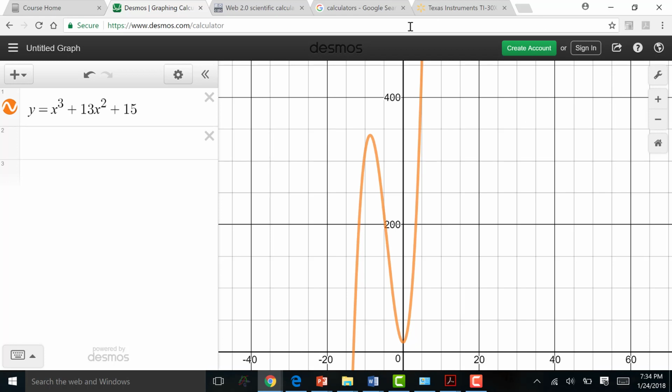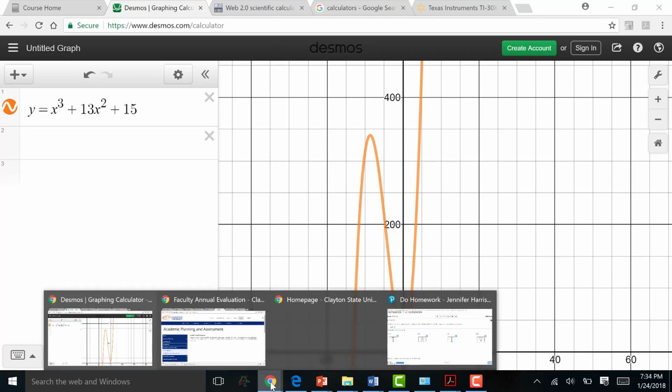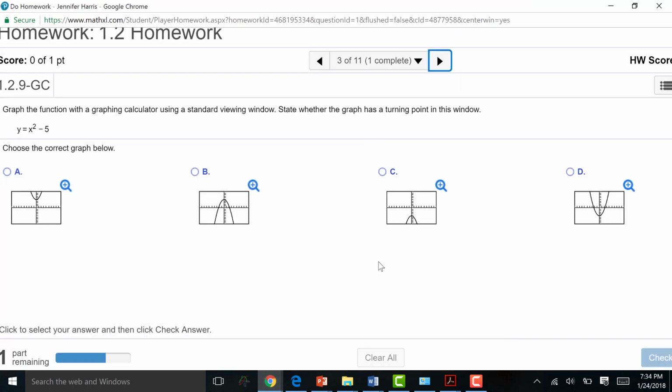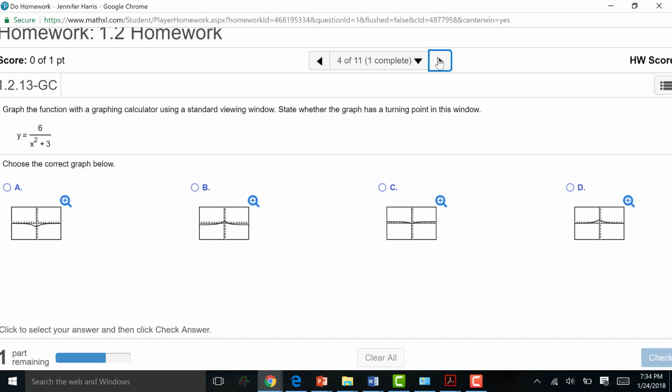Okay, so now let me go back to the homework again and go back to where I was. Let me see. I think I was here. All right, let's see what the next one looks like. Same thing, only different graph. Can you see that you're going to have a different picture? Look at that one, 6 over x squared plus 3. It's going to look like one of these 4 pictures right here. Make sure you type it in Desmos right so you can pick the right picture. And it's going to ask you where the turning point in the window is. It's a division sign. 6 divided by x squared plus 3.